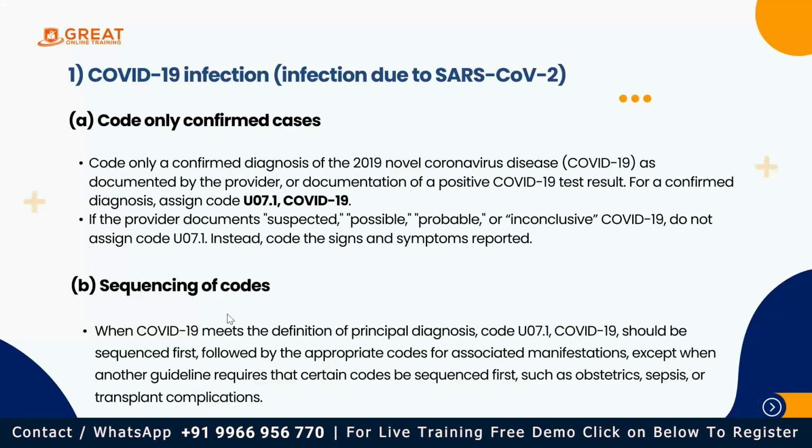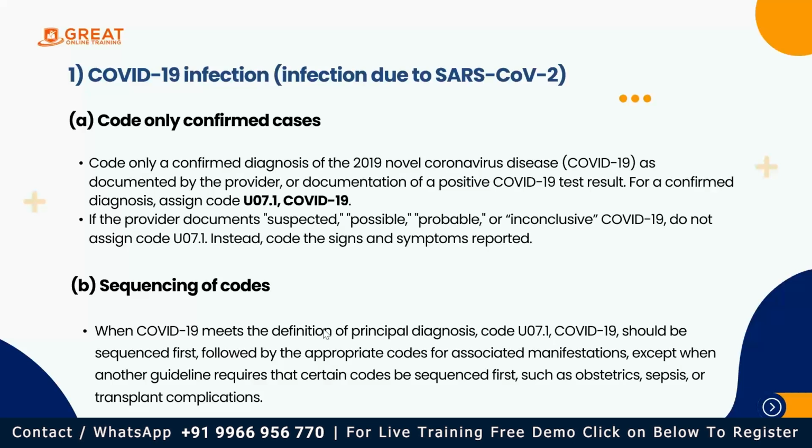Next guideline, sequencing of codes. When COVID-19 meets the definition of principal diagnosis, code U07.1 should be sequenced first, followed by appropriate codes for associated manifestations, except when another guideline requires that certain codes be sequenced first, such as obstetrics, sepsis, or transplant complications. If the reason for encounter is COVID-19, we have to use U07.1 as the principal diagnosis.